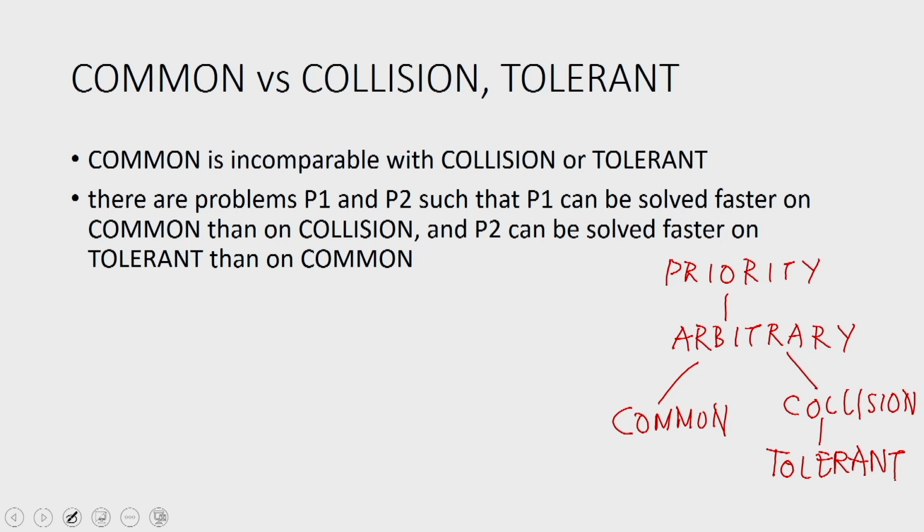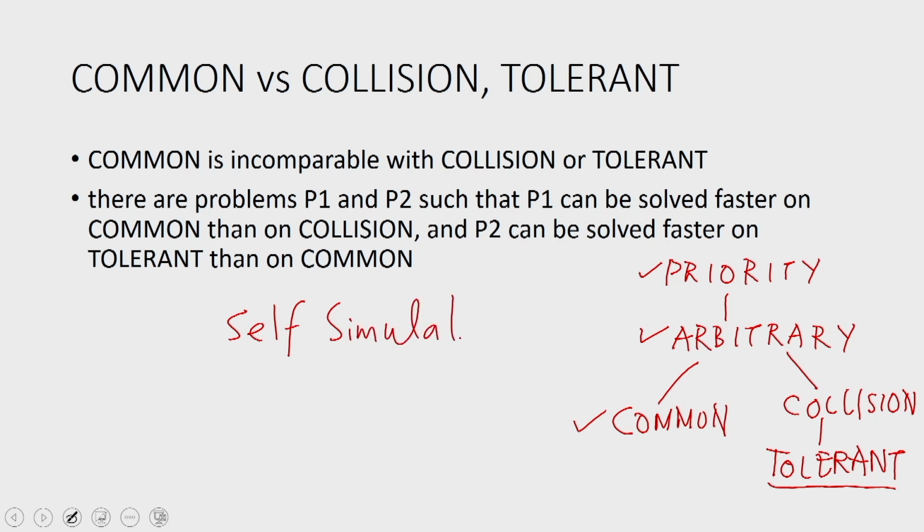In this course, most of our discussions of CRCW PRAM algorithms would be confined to priority, arbitrary and common models. In particular, we will mostly eschew the tolerant model, because the tolerant model is not known to have a nice property called self simulation.